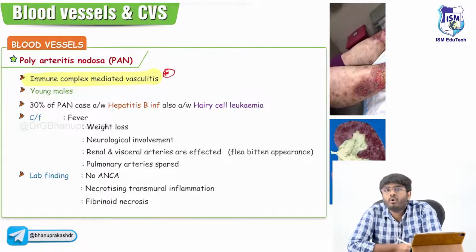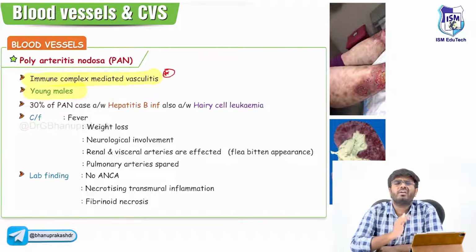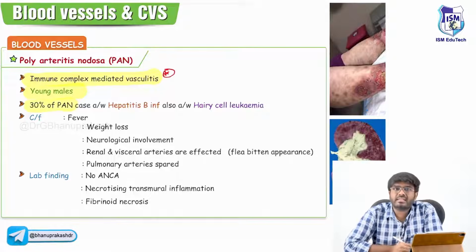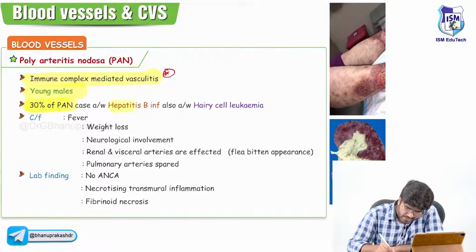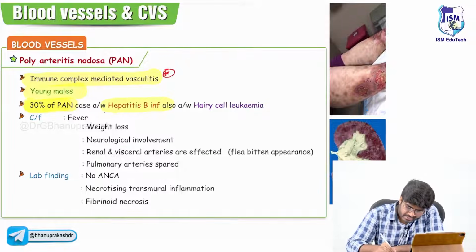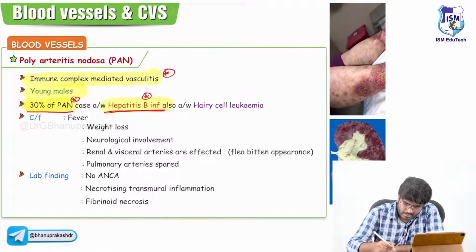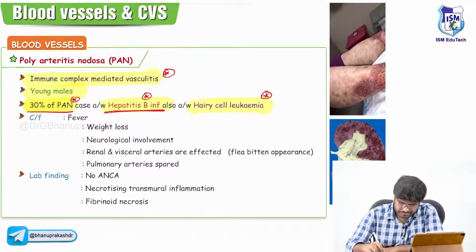Seen in whom? Seen in males, young males. Not in females, I shouldn't say that. It's mainly seen in young males. 30% of cases of polyarteritis nodosa are associated with hepatitis B surface antigen. Hepatitis B surface antigen is going to come positive. Hepatitis B association, plan B, same thing. And these patients are also associated with hairy cell leukemias.